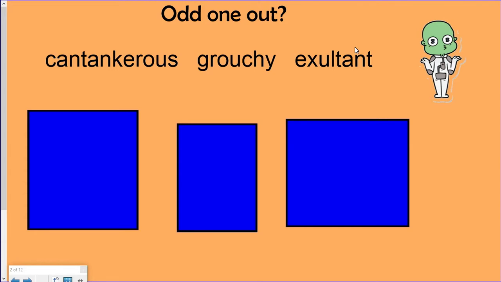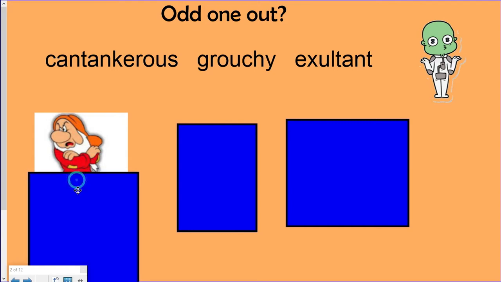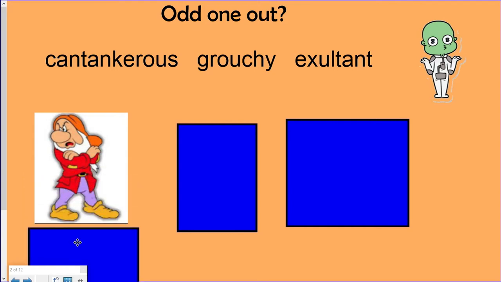Now, let's see if we are correct. So, cantankerous. I've got an image to help explain what cantankerous means. It means grumpy. When someone's in a cantankerous mood, they're in a bad mood about something. Hopefully you can see that from the picture.